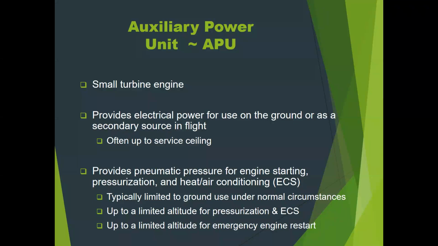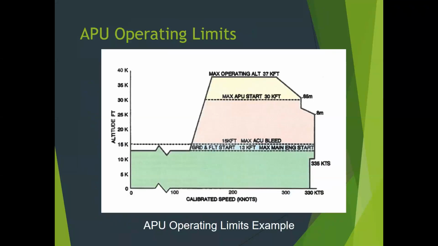So what it looks like is something like this. And here, this is an APU operating limit chart. It looks at airspeed. Most of the time for crew, we're going to be in that 200 to 300 knot range, so the normal section here. You can see at altitude, up to 13,000 feet, you can use the APU for engine starting. Up to 15,000 feet, you can use the APU to provide bleed air.